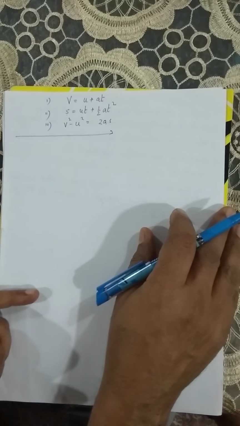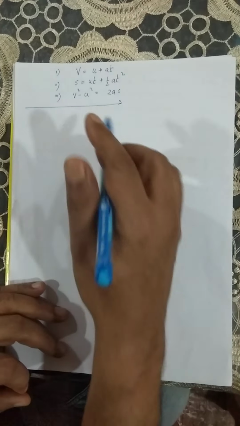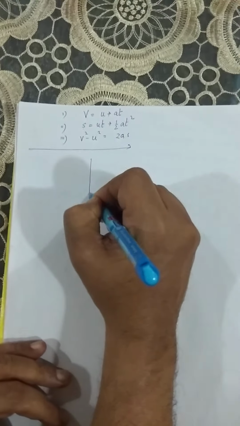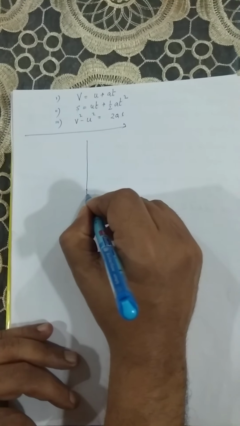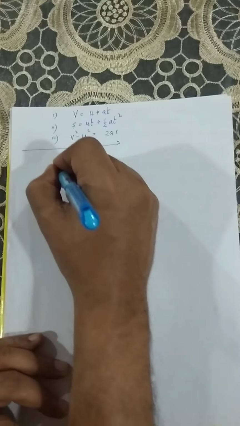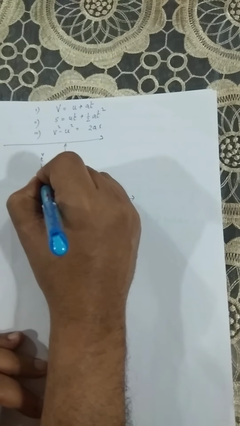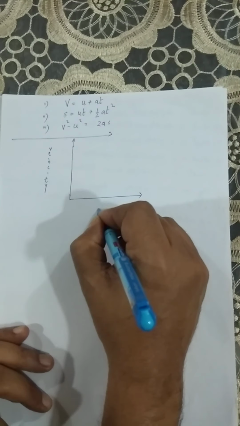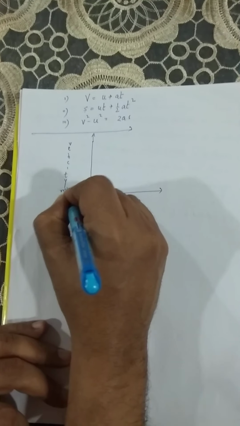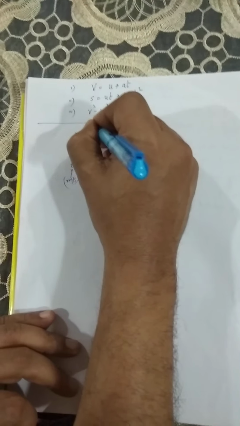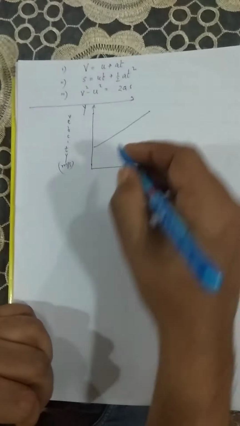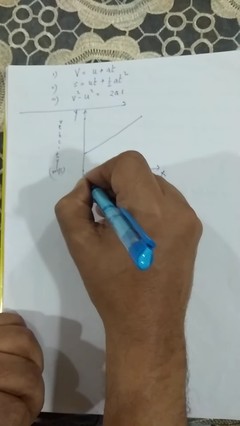Now look at the proof of the equations of motion. We'll prove these equations of motion by one of the VT graphs. This is a velocity time graph when the initial velocity of the body is not 0. This is the x-axis, this is the y-axis, and this is the graph of uniform acceleration when the initial velocity of the body is not 0.